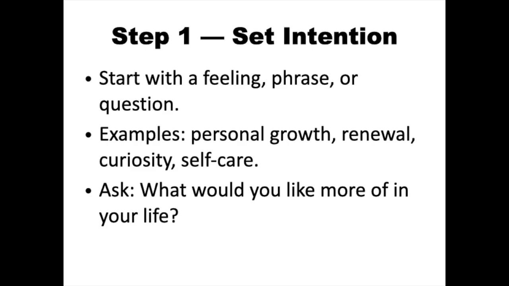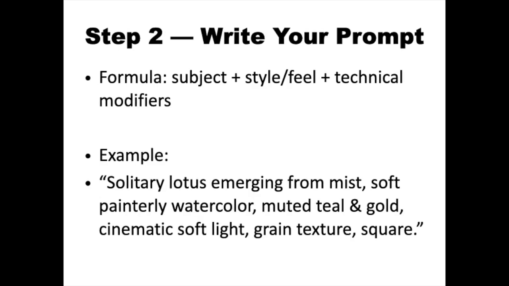Step 2 is to craft a concise image prompt. You write a focused prompt for an image model and use 3 parts: a subject, plus a style and feel, plus technical modifiers. Here's an example, and this prompt is in the video description, and you can copy it and tweak it. To me, a lotus blossom is a symbol of personal growth, so today I'm going to create an image of a lotus blossom.